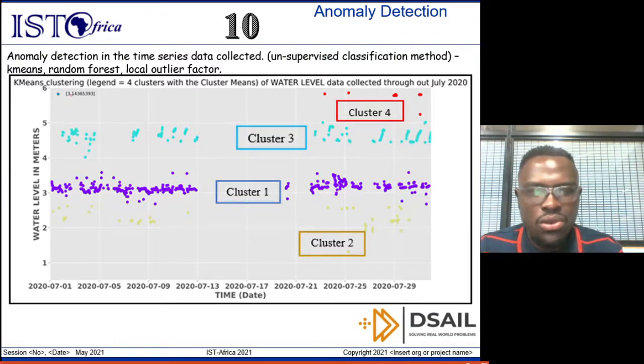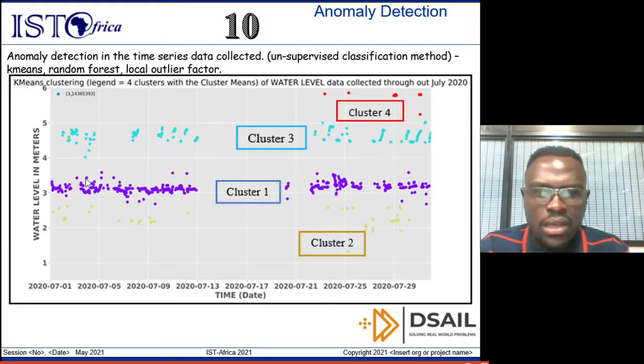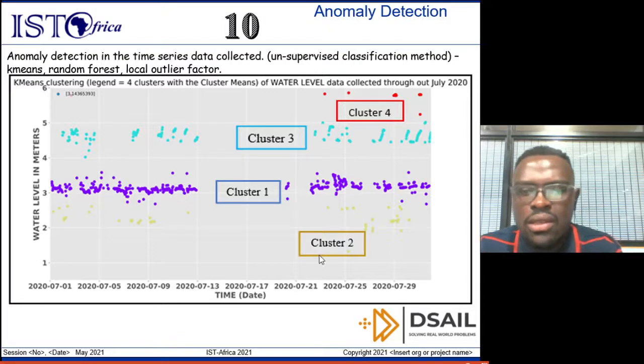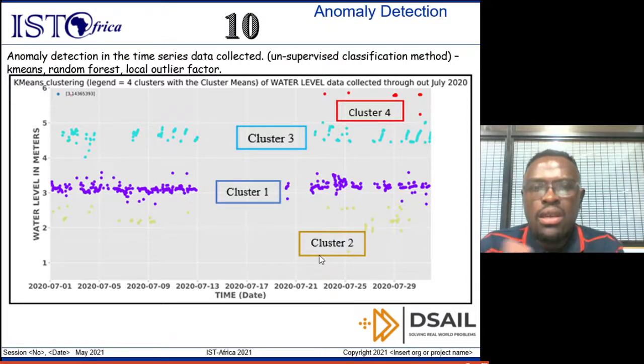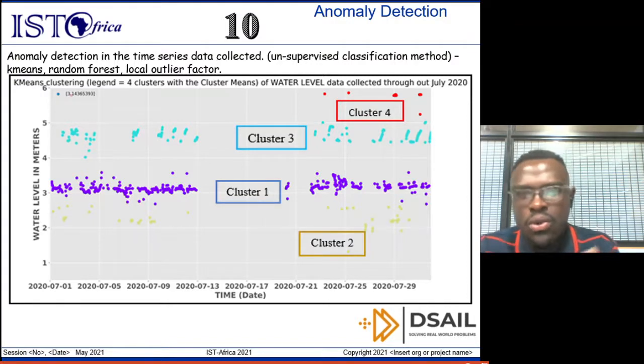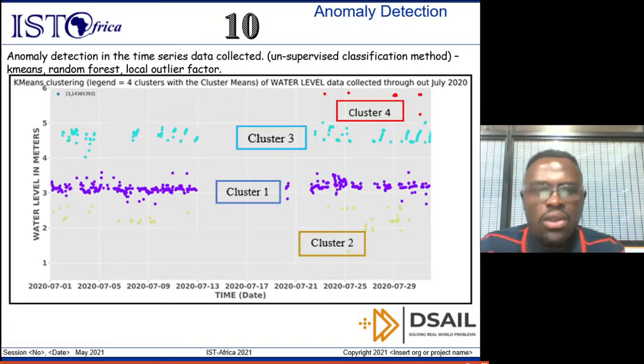Now, the image shows the month of July 2020 clustered using k-means. Cluster 1 shows the correct data points. Cluster 3, cluster 4, and cluster 2 show the incorrect data points, and using a few lines of code you can scrap them off, and you just remain with cluster 1, and now you calculate a monthly mean for the data.